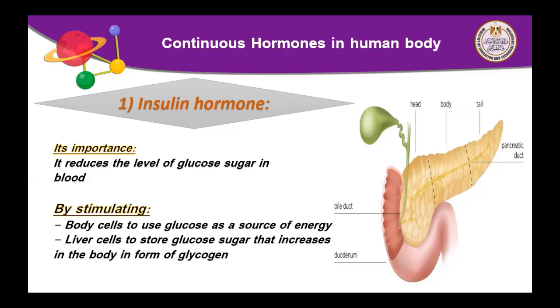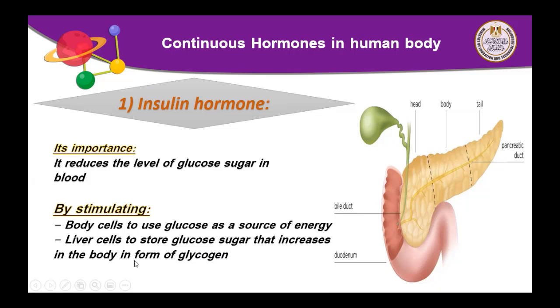What will happen? The pituitary gland secretes activating hormones to the pancreas to secrete insulin, which reduces the level of glucose sugar in the blood and stores glucose in the form of glycogen in the liver. Again, the insulin hormone reduces the level of glucose sugar in the blood by stimulating body cells to use glucose as a source of energy, and liver cells to store the glucose sugar that increases in the body in the form of glycogen.